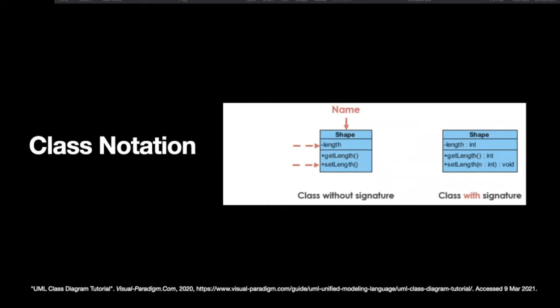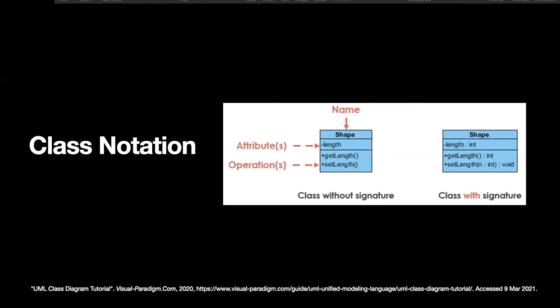So the name of the class appears in the first partition. For this example, the name of this class would be Shape. The class attributes are shown in the second partition. The attribute type is shown after the colon.